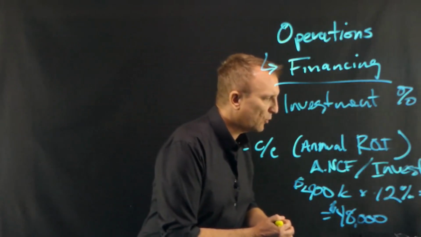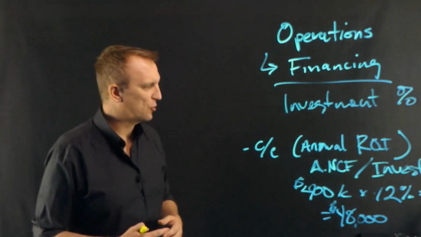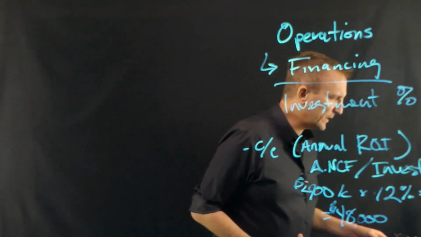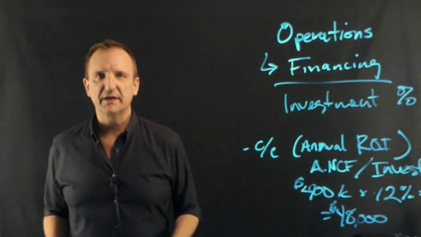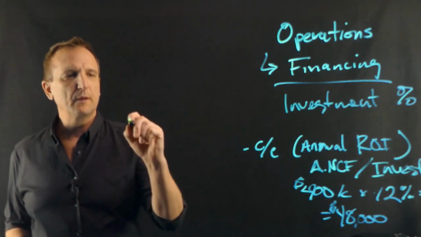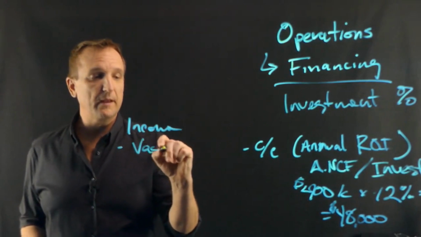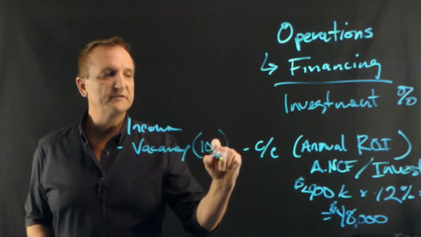Next question was, how do we analyze and how do we know what we're looking at? So I will say that the next thing that we want to do is look at the financial statements. So you're going to have your income, and then you're going to have vacancy, right? And I think in self-storage, you assume a minimum of 10% vacancy.